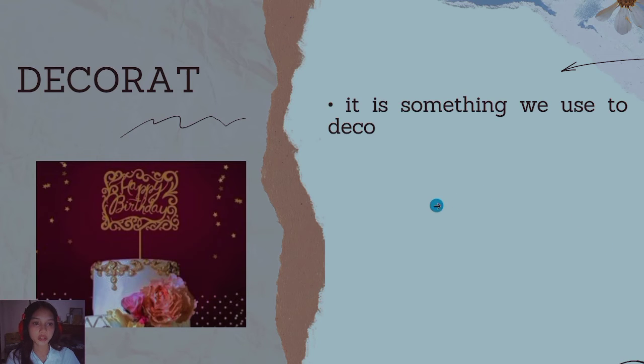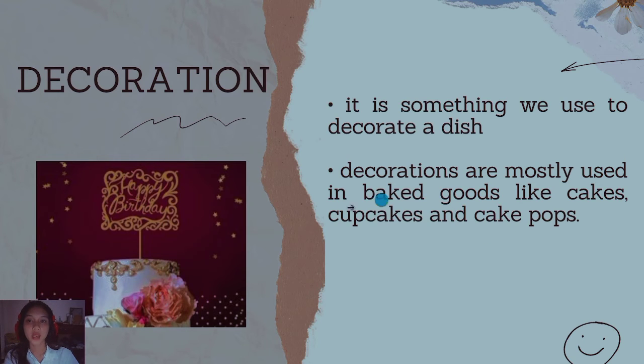So let's move on to food decorating. Food decoration is something we use to decorate a dish. The main difference between garnish and decoration is that decoration is entirely a visual component. Decorations are mostly used in baked goods like cakes, cupcakes, and cake puffs, like for this example.